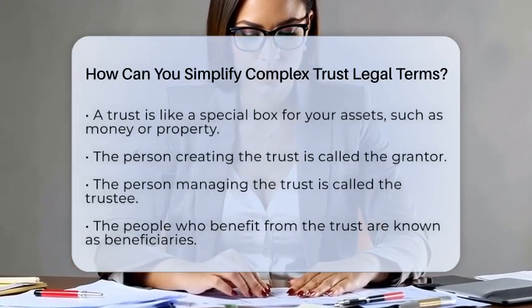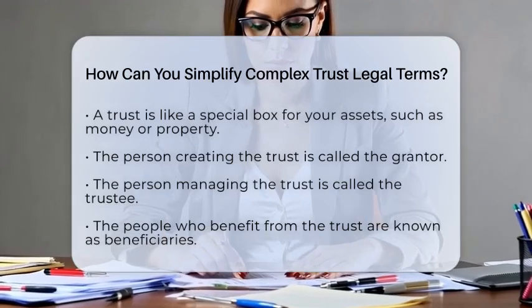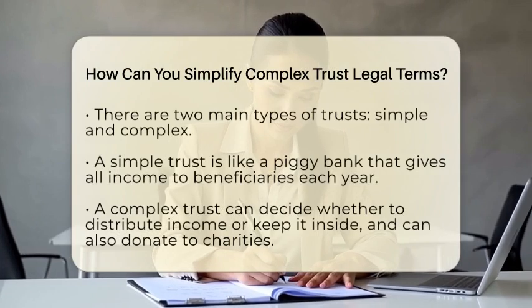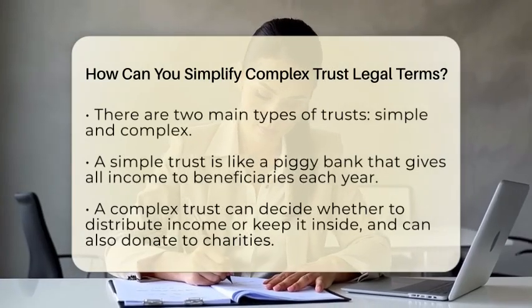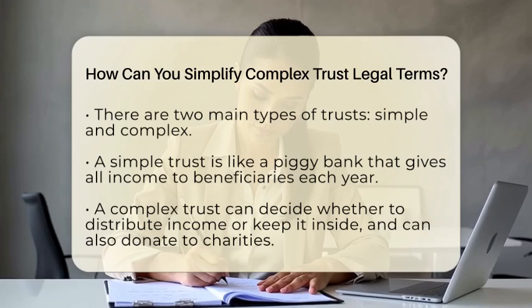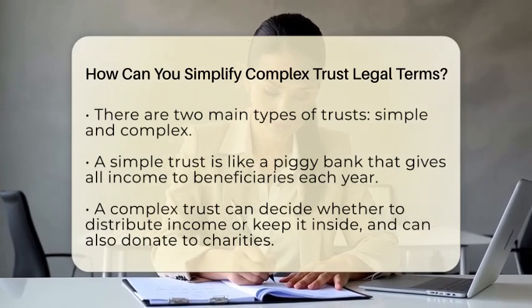Now let's look at the two main types of trusts. A simple trust is like a basic piggy bank. It has to give out all the income it earns each year to the beneficiaries. It cannot keep money inside or give away the original assets. The income from the trust is taxed to the beneficiaries.